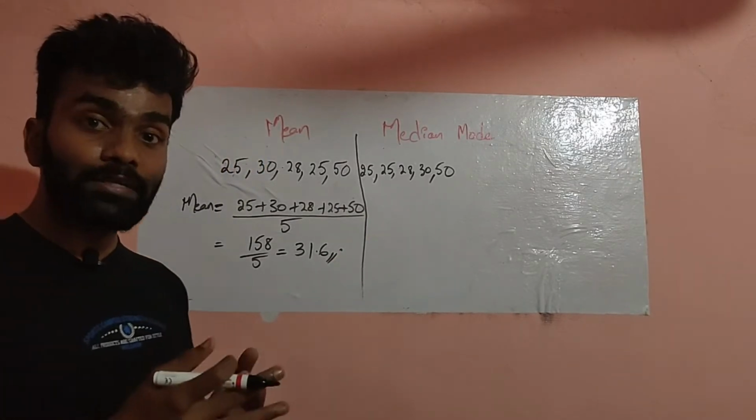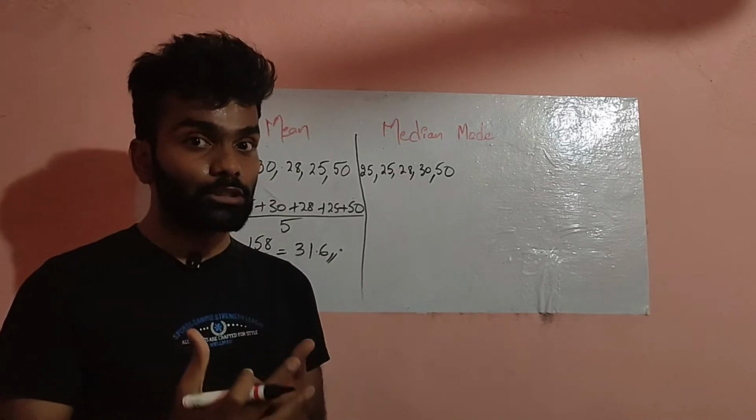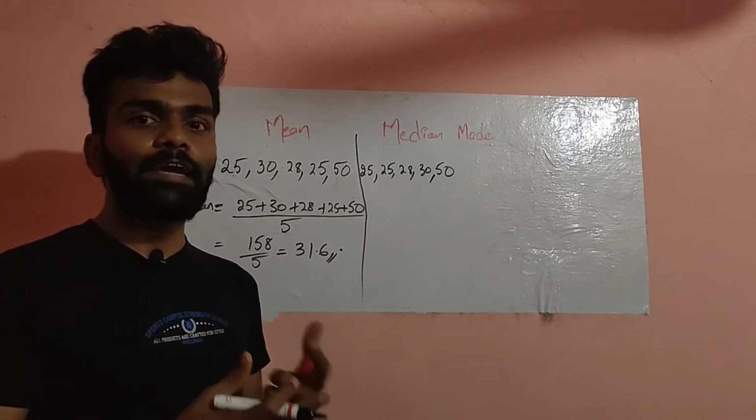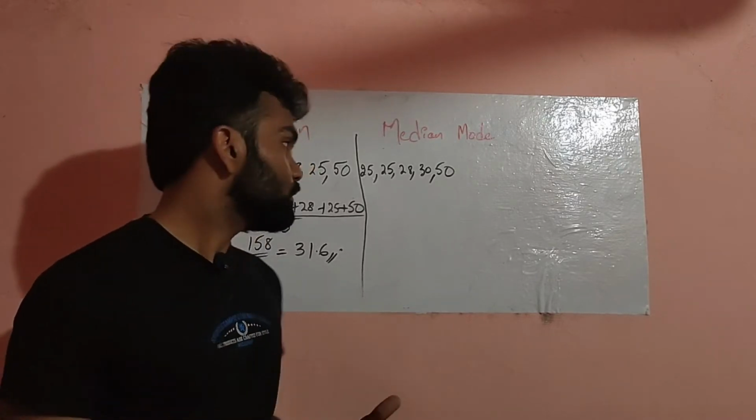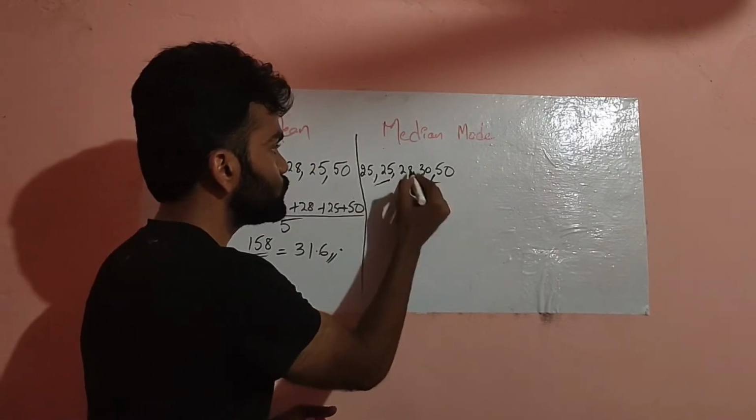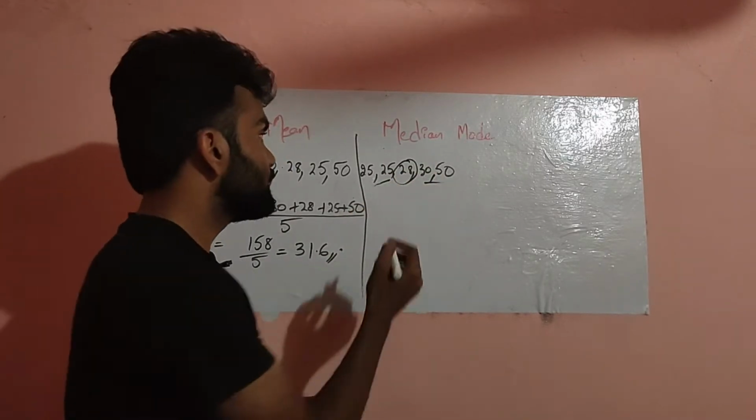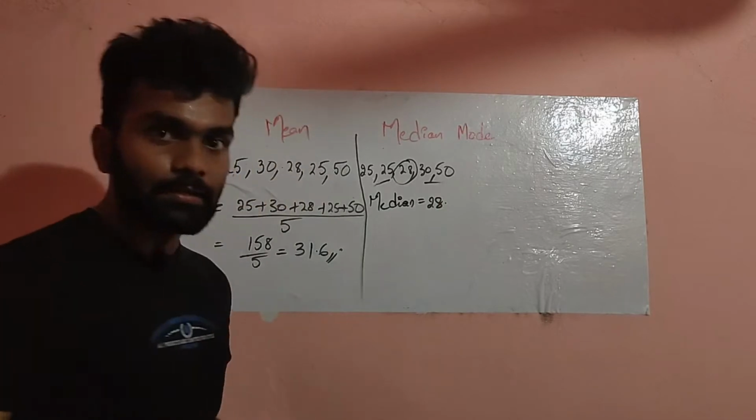Then what we have to do is calculate the middlemost value. So you can see here, since we have an odd number of values, we can easily find the middle value, right? So you can see we remove these two, and the middle value is 28. So the median is 28.